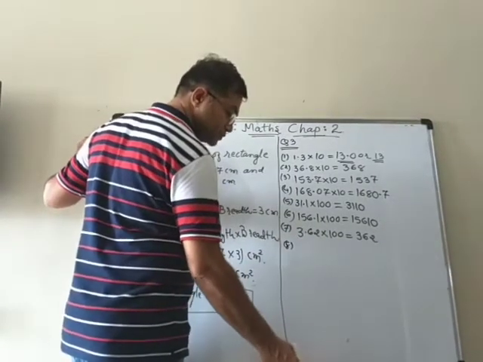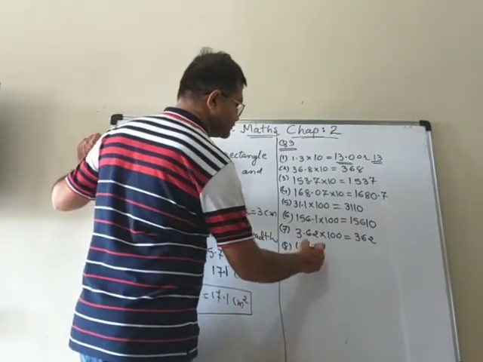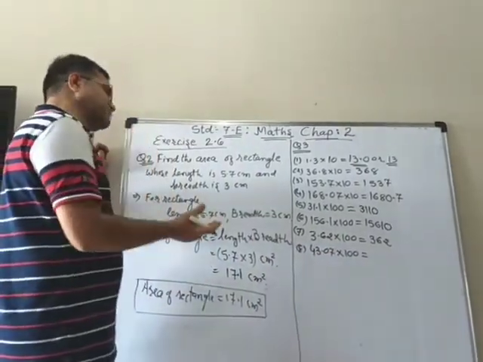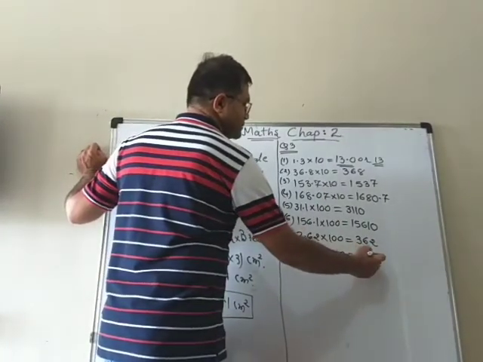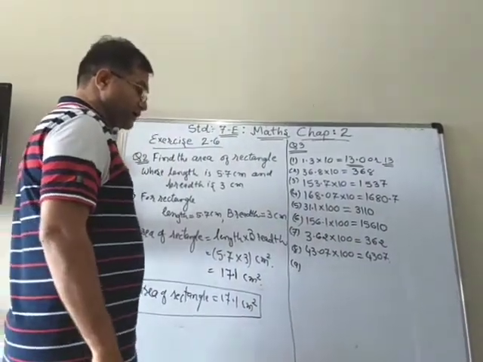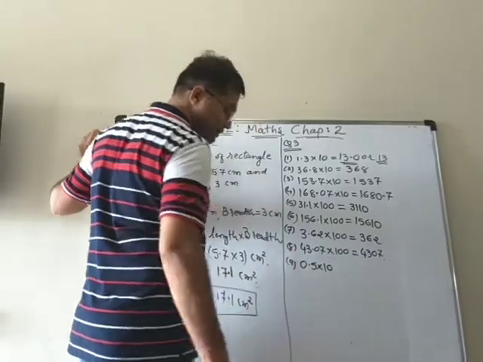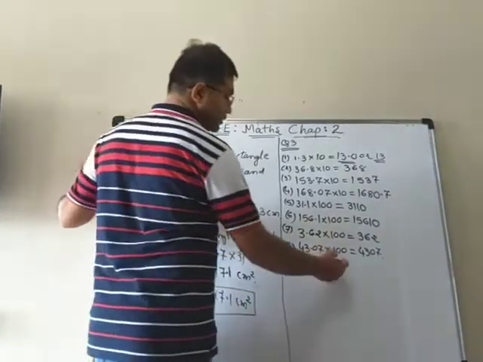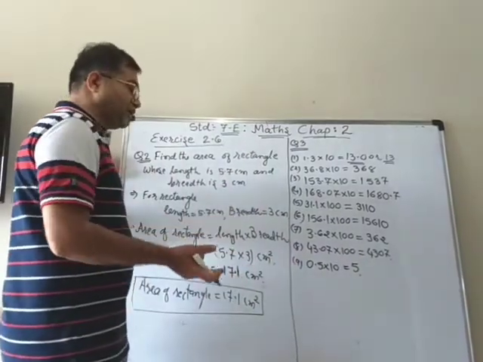Eighth one. 43.07 multiply by 100. So when we multiply with 100, again same thing. There is two decimal places, two zeros. So we have to move two places. So 4307. Ninth one, 0.5 multiply by 10 again. So we move one place. So answer is 5.0 or only 5.